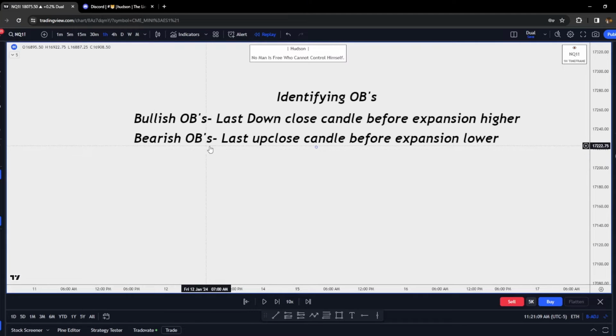Now the bearish order blocks are the last up close candle before the expansion lower. The last up close candles, right? Because it is a series before the expansion lower. So let's hop into the charts and identify these.